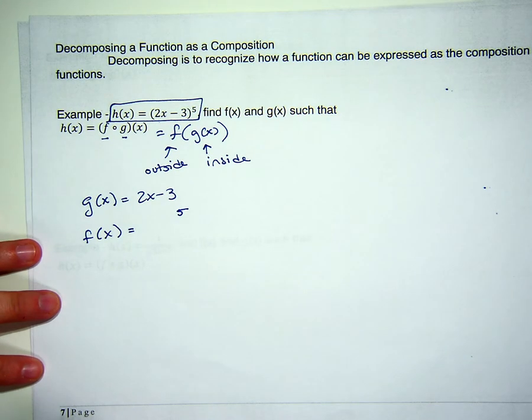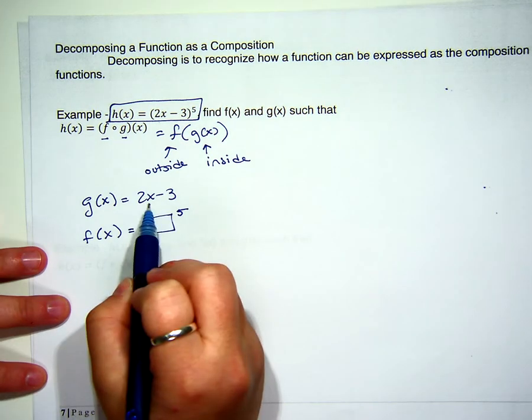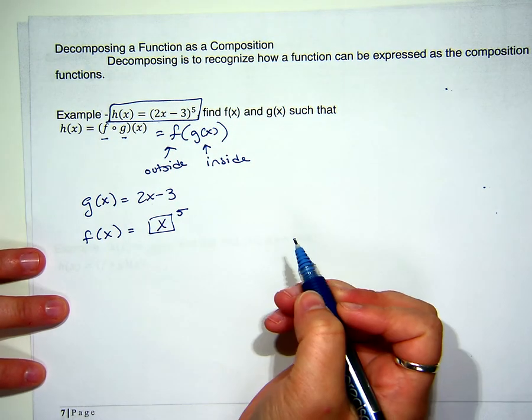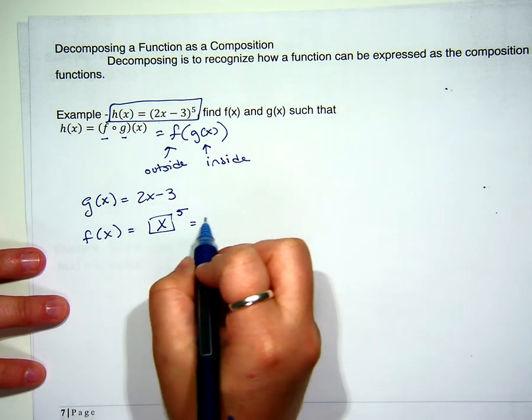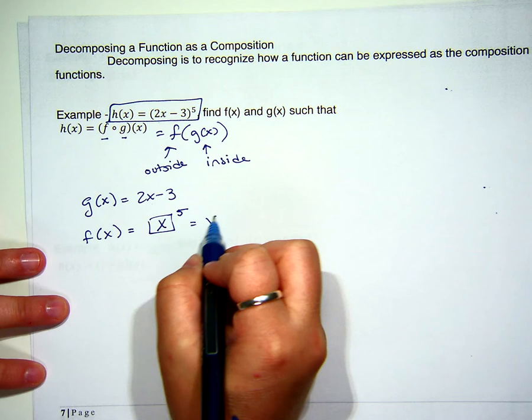I cannot say blank box is fifth power, right? I have to put a variable here. Well, what variable did you use? X. So I'm going to let my f of x simply be x to the fifth. Well, let's see if this works. How would I check this?